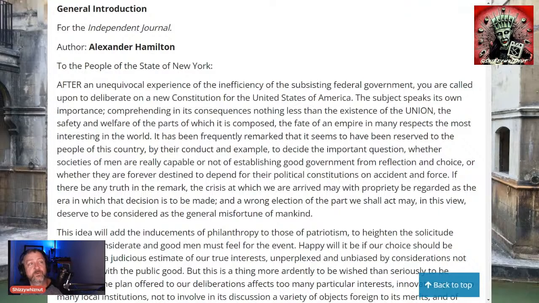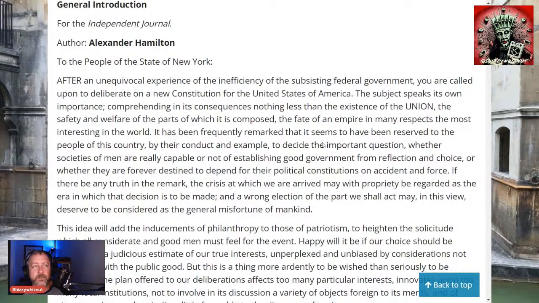If there be any truth in the remark, the crisis at which we are arrived may, with propriety, be regarded as the era in which that decision is to be made, and a wrong election of the part we shall act may, in this view, deserve to be considered as the general misfortune of mankind. We don't like misfortune. Misfortune is bad.